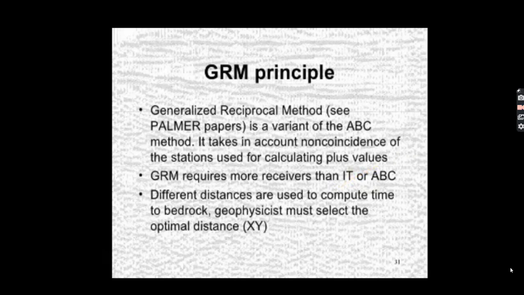Let's go now to the GRM principle. GRM is the general reciprocal method. See Palmer's papers; it is valid for the ABC method. It takes into account the non-coincidence of the stations used for calculating plus values. GRM requires more receivers than IT or ABC. Different distances are used to compute the time to bedrock. GRM must select the optimal distance, the X and Y.